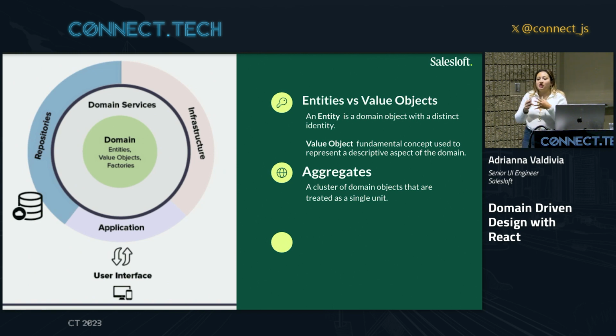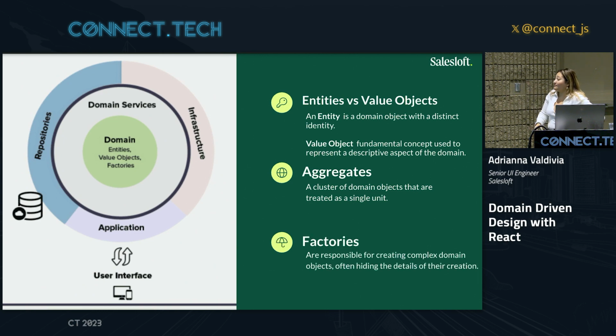Aggregates are pretty much the grouping of both entities and value objects. We'll talk more about how this conforms within components, because in components, you can apply these entities and value objects into them. They're just grouped data of these entity and value objects. And then factories. Factories are pretty much in charge of creating the objects that you need.